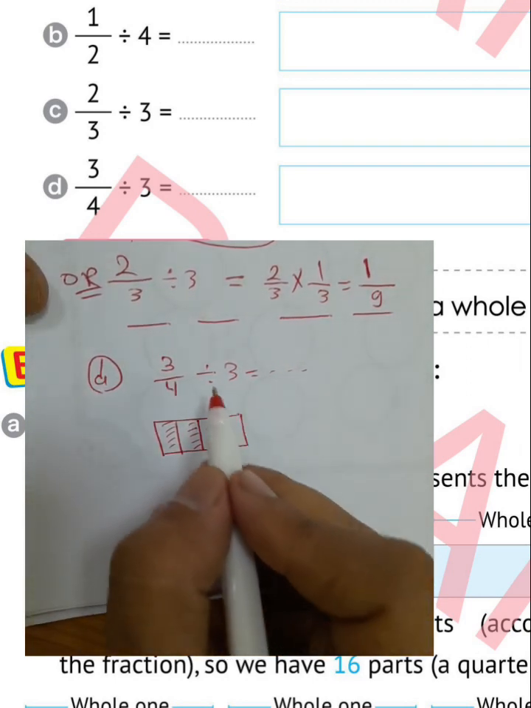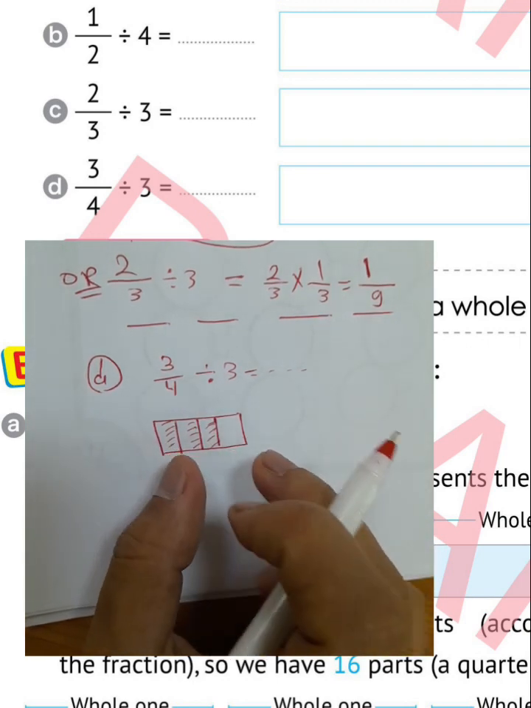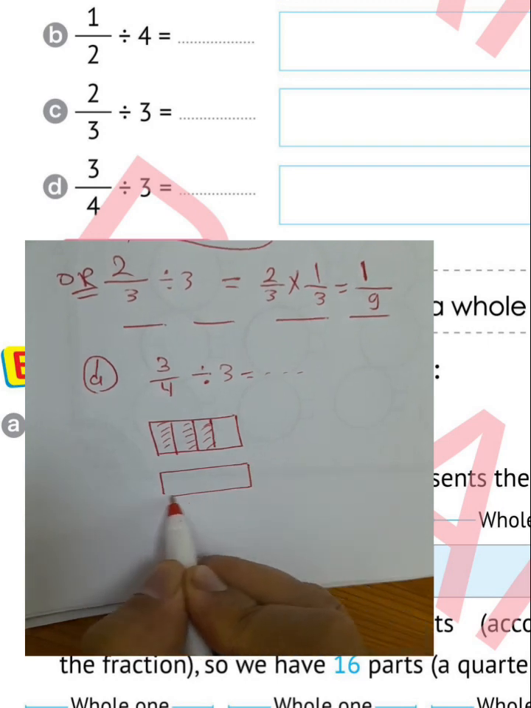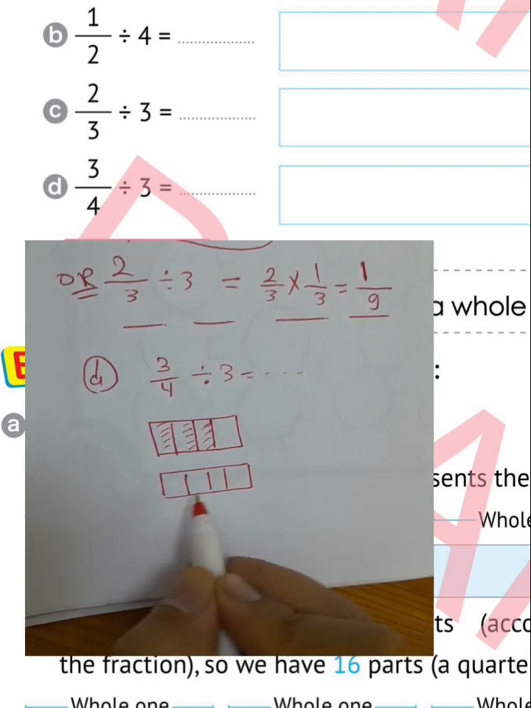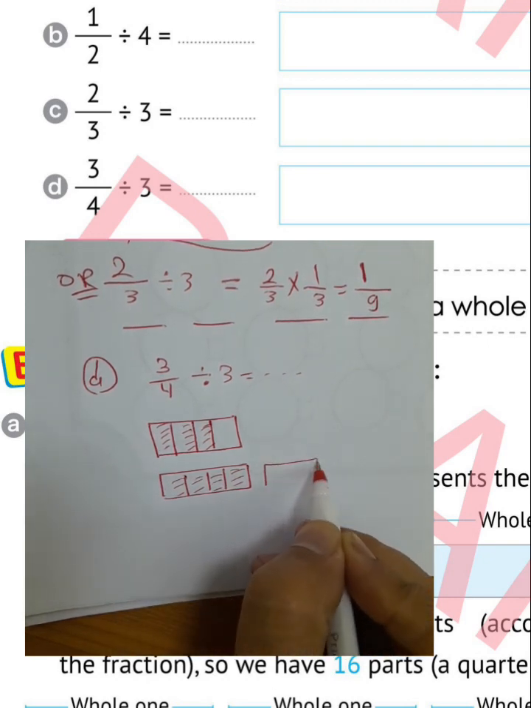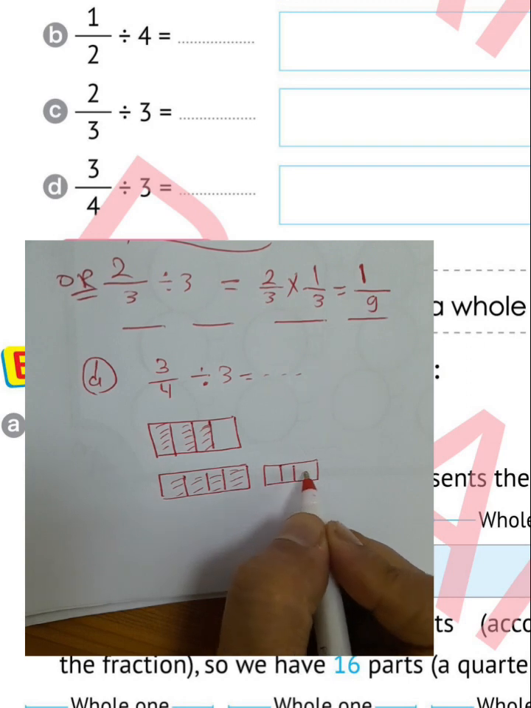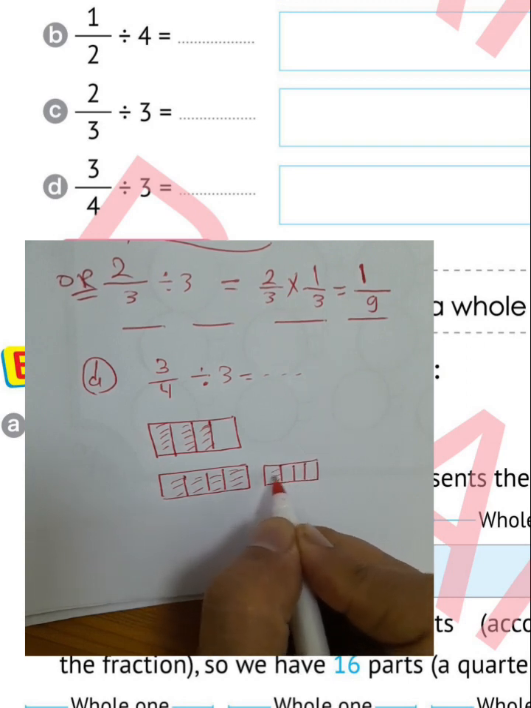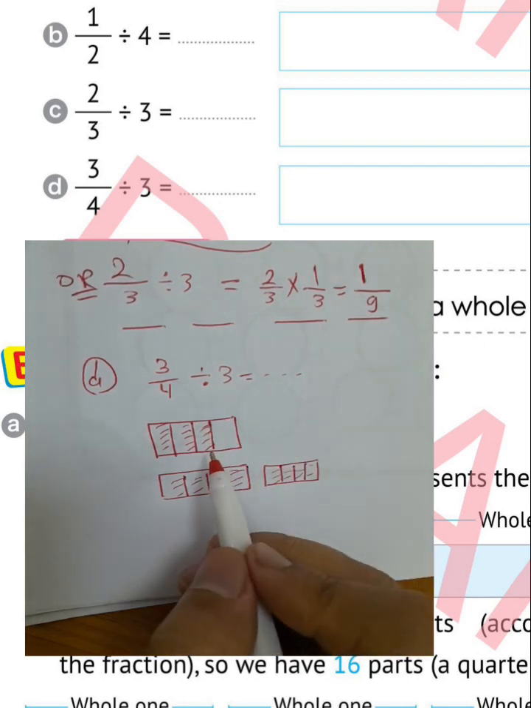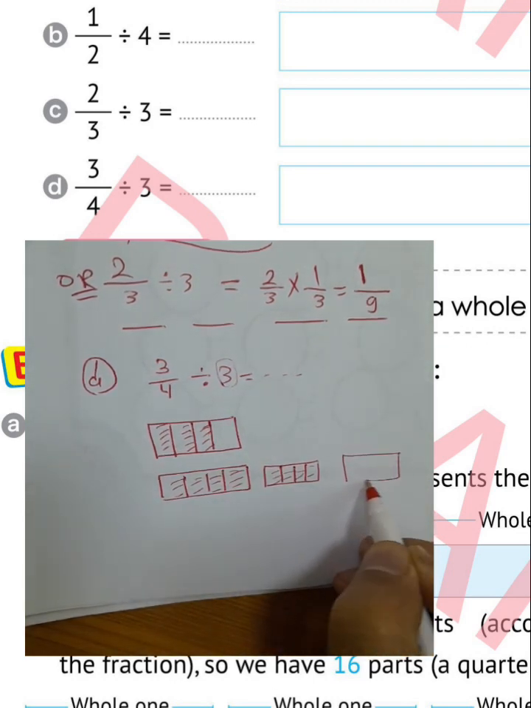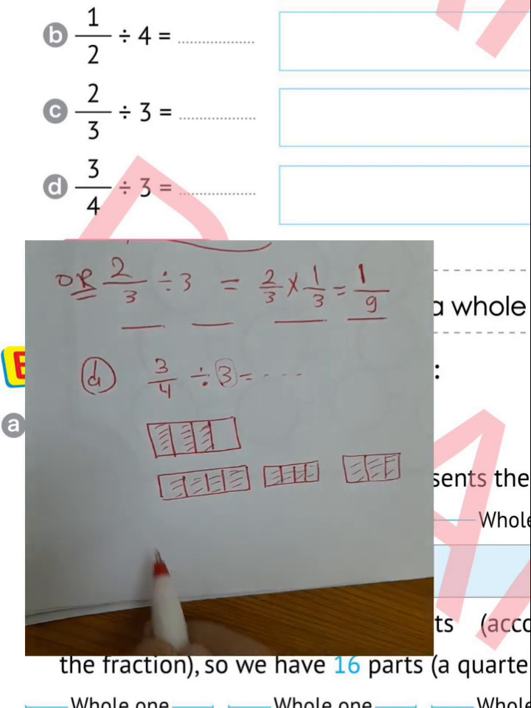Divided by 3 means repeating this model 3 times. It's congruent. This model will be congruent to the first model. Divide it into 4 parts and color all of them. I will draw 3 models here, and color all parts.